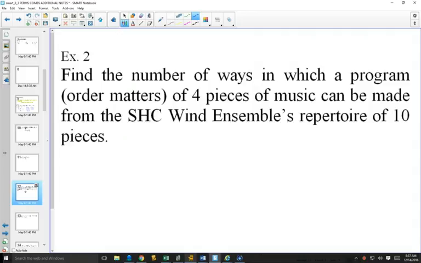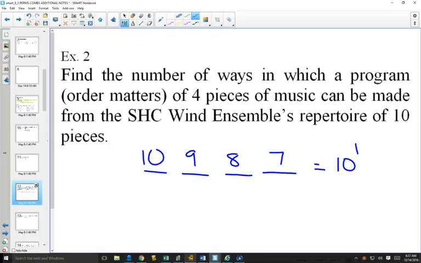We want to make a program with 4 pieces, so we have 4 decisions to make. How many choices do we have for our first song? Any of the 10. Then there's 9 songs left, then 8, then 7. Of course, this is also equal to 10P4. So for the most part, we will do it with the spaces and the decisions, but sometimes on multiple choice questions, they have the answer written with the permutation formula.